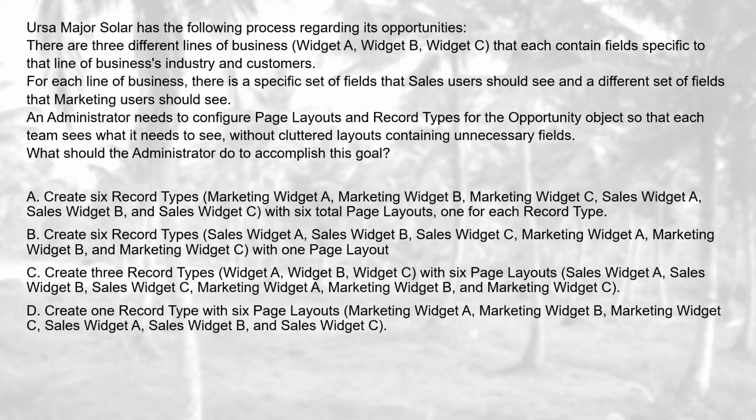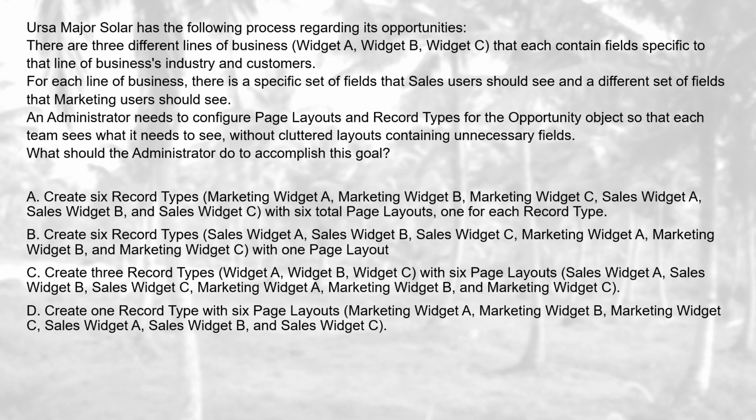Ursa Major Solar has the following process regarding its opportunities. There are 3 different lines of business, widget A, widget B, widget C, that each contain fields specific to that line of business, industry, and customers. For each line of business, there is a specific set of fields that sales users should see and a different set of fields that marketing users should see. An administrator needs to configure page layouts and record types for the opportunity object so that each team sees what they need to see without cluttered layouts containing unnecessary fields. What should the administrator do to accomplish this goal?